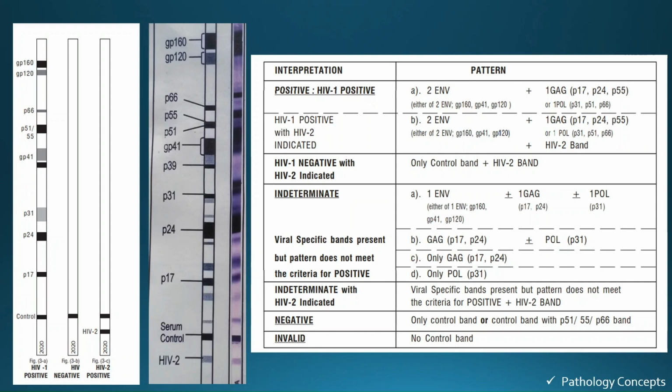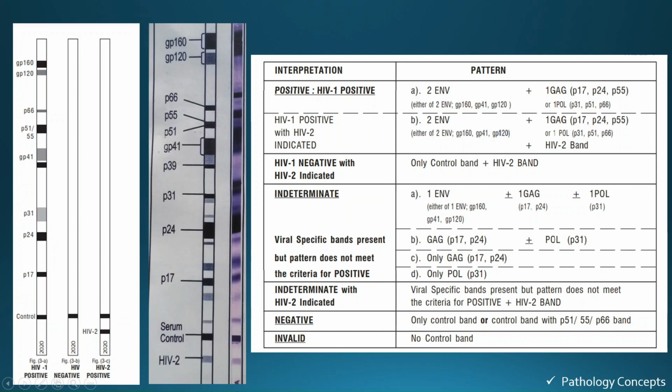This picture shows how the final interpretation will be done after the procedure. The first picture shows the HIV 1 where all the bands for HIV antibodies are present. The second strip shows HIV negative where only the control band is positive and all other bands are not seen. And the third strip shows the HIV-2 positive where all other HIV-1 antibody bands are absent but the band for HIV-2 and the control band is present.